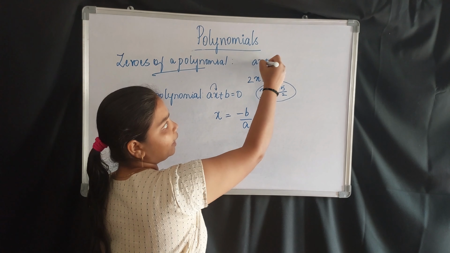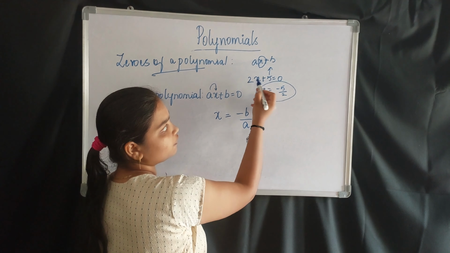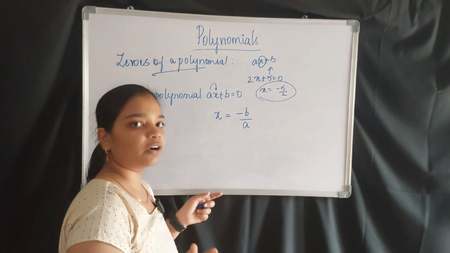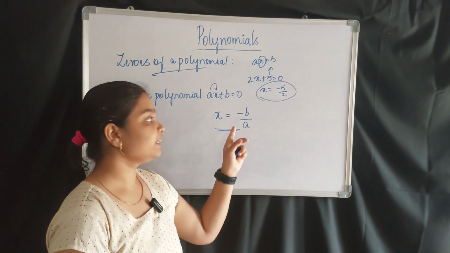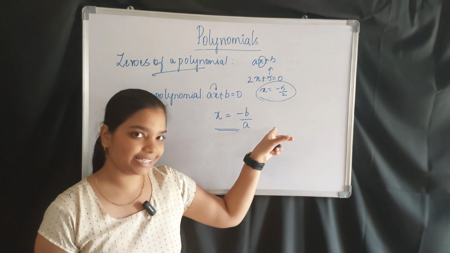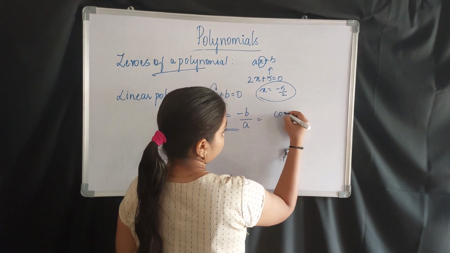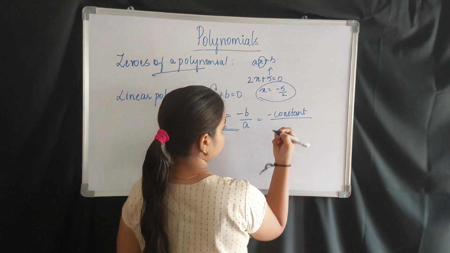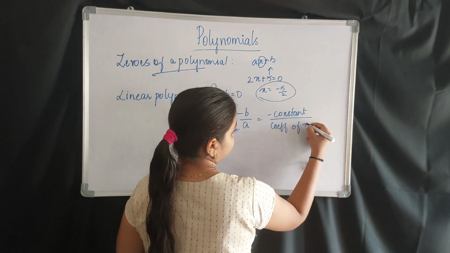Here did I write the same? This is in the form ax plus b. To get the value of x, I wrote minus 5 by 2. That means minus b by a. So for a linear polynomial, you can always get the solution by using minus b by a. Minus b is your minus constant number and a is your coefficient of x. So this is constant term by a, which is your coefficient of x term.